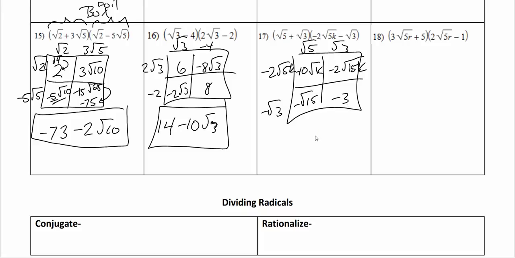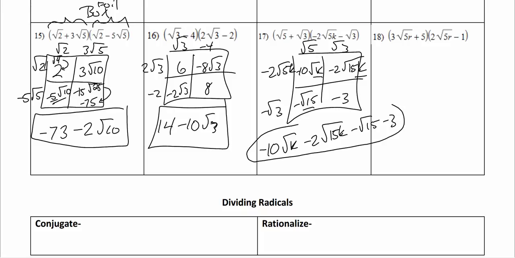Now let's combine terms if I can. This is a k and this is a 15k. Can't combine them. They're different. And this is a 15. Can't combine them. They're different. So my answer is just what's in these boxes. Negative 10 root k minus 2 root 15k minus root 15 minus 3. So all of that jumbled mess is your answer.